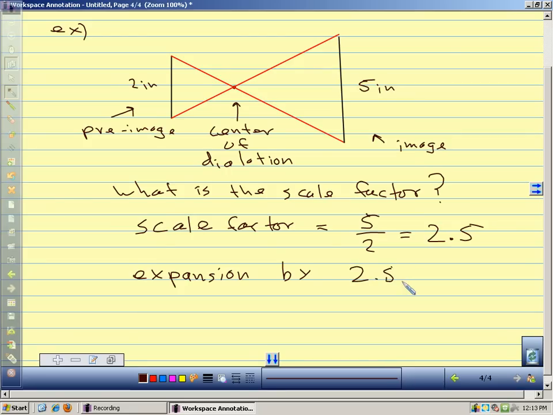So that's all we have to do if we want to figure out the scale factor. How many times bigger is our image than our pre-image? Now, say we turned it around and our image were 2 inches and our pre-image were 5 inches, then we'd divide 2 by 5 and our scale factor would be a fraction or some decimal. And then we would know that our image got smaller compared to our pre-image. Questions on that? Okay.